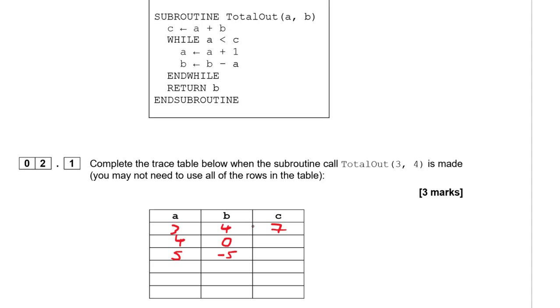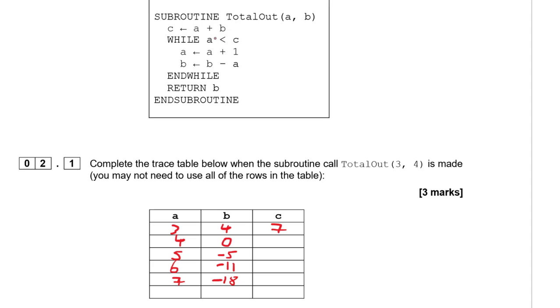A is still less than c, so we loop again, and a goes to 5, and minus 5 minus 5 is minus 10. Still less than 7, so we loop again, so a becomes 5 plus 1, so 6, and b becomes minus 5 minus 6, which is minus 11. And still a is less than 7, nearly there though, so we loop another time, so this becomes 7, and minus 11 minus 7 is minus 18. Now crucially, a is not less than 7, so we don't loop.